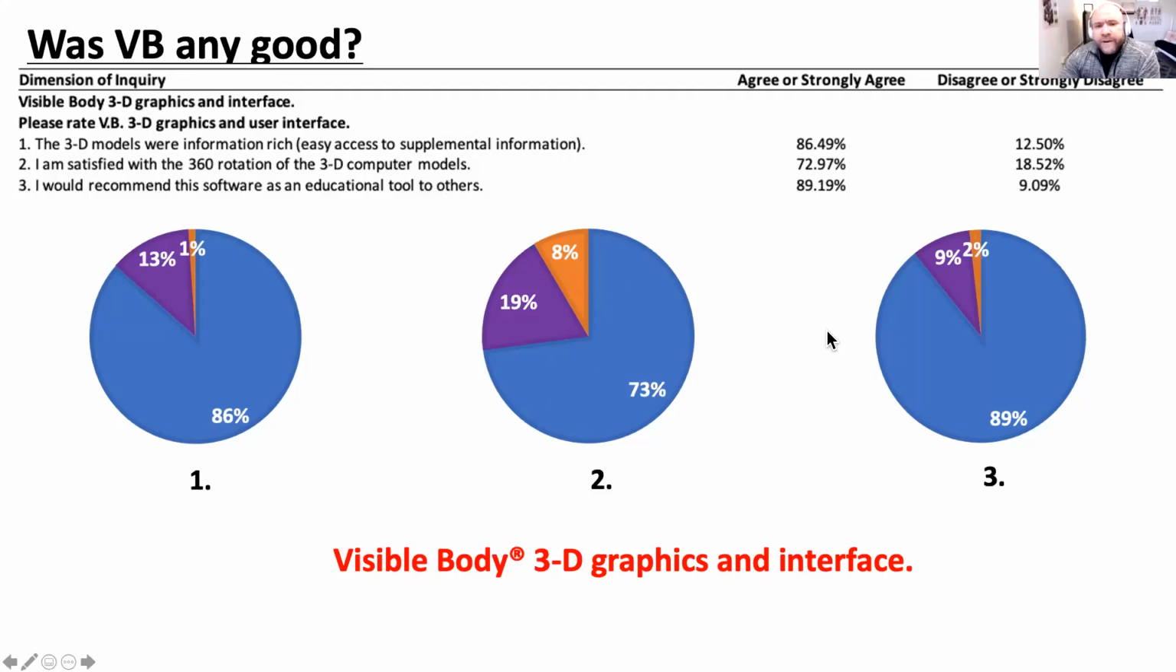And then another really strong result here that I see is that almost 90% of our students agreed that they would recommend this software to others. So this is a pretty huge number in these types of surveys. And I'll come back to this because it also ties in nicely with Visible Body's internal survey. I'll come back to that in a second.